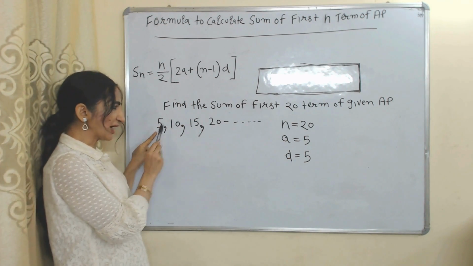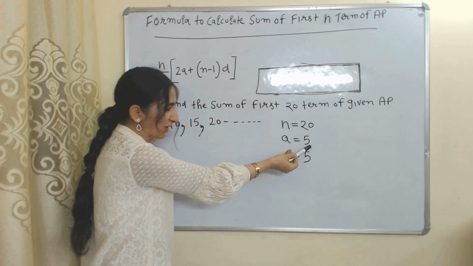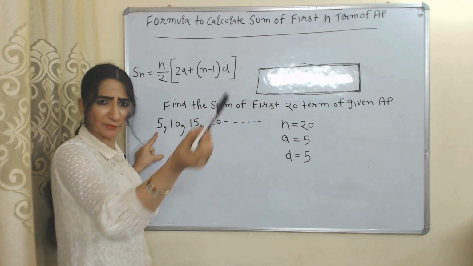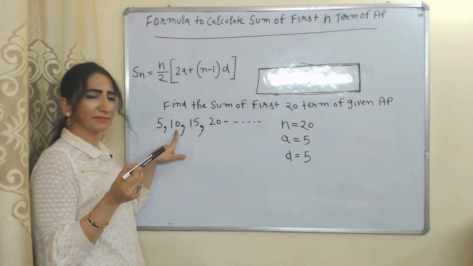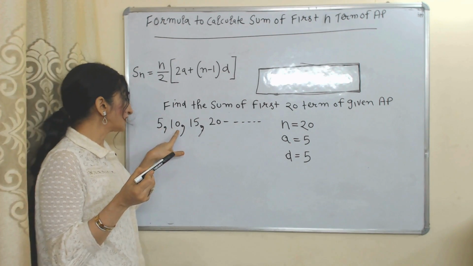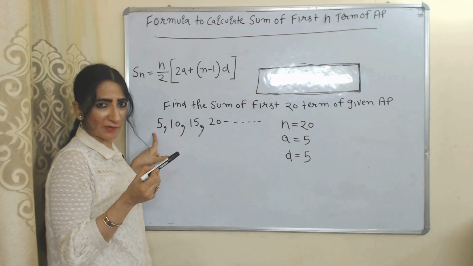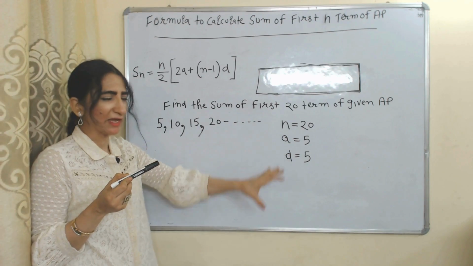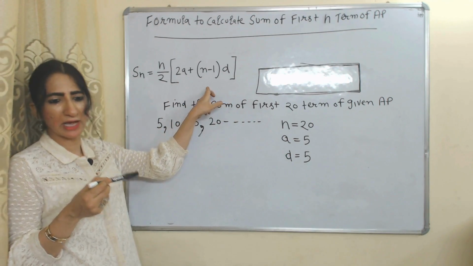The first term is 5, so the value of a is equal to 5. And we can calculate d when we subtract the first term from the second term. Second term 10, first 5. 10 minus 5 is equal to 5, so the value of d is equal to 5. We have all these values, just put them in this formula.